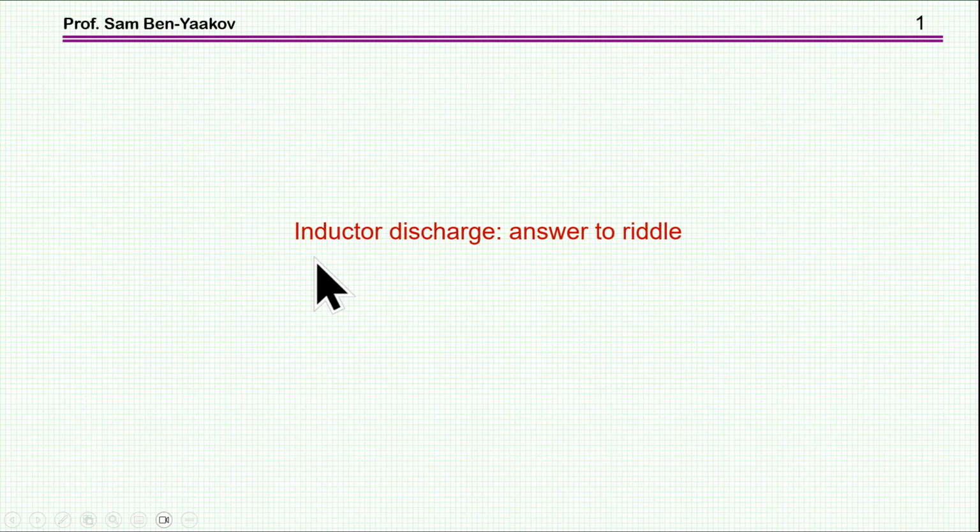Hi, I'm Ben-Yaakov. This presentation is entitled Inductor Discharge Answer to Riddle. This is an answer to a riddle that I've posted earlier, and here is the riddle.